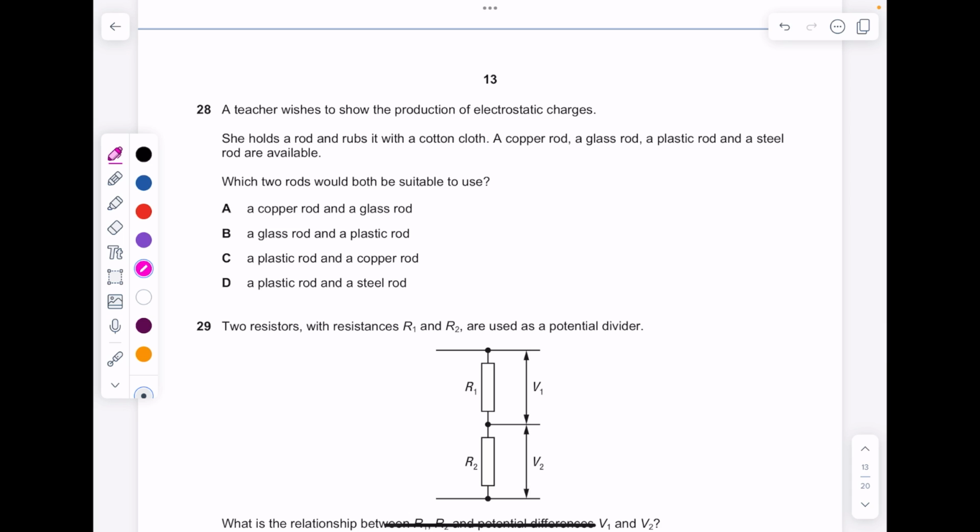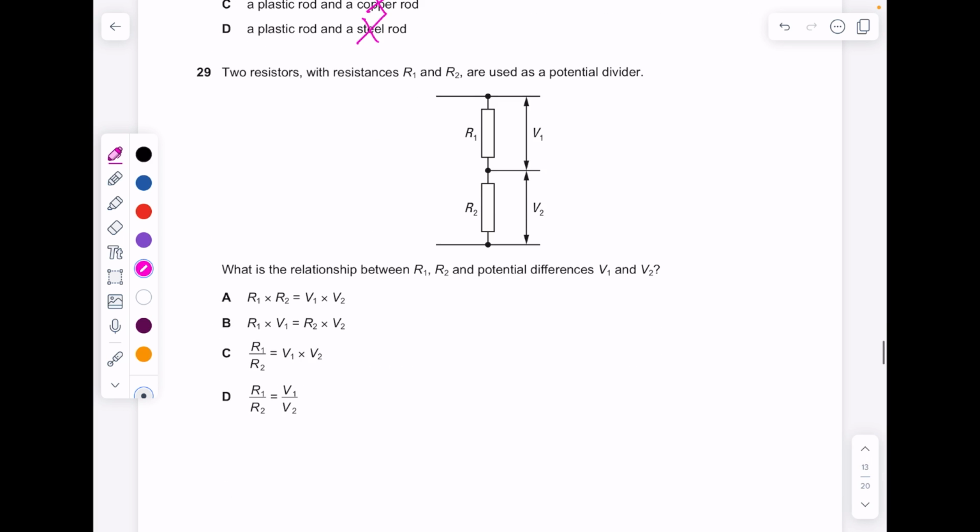A teacher wishes to show the production of electrostatic charges. She holds a rod and rubs it with a cotton cloth. A copper rod, a glass rod, a plastic rod and a steel rod are available. Which 2 rods would both be suitable to use? Because she wants to show electrostatic charges, we need to have electrical insulators. By definition, this can't be a metal, so we get rid of these options, leaving us with the glass and the plastic rod.